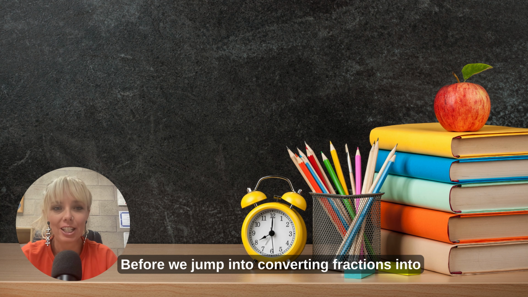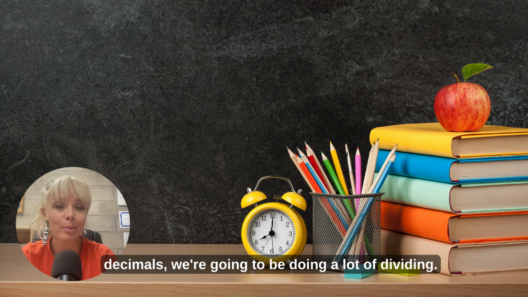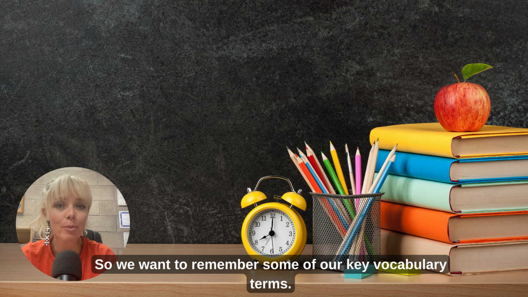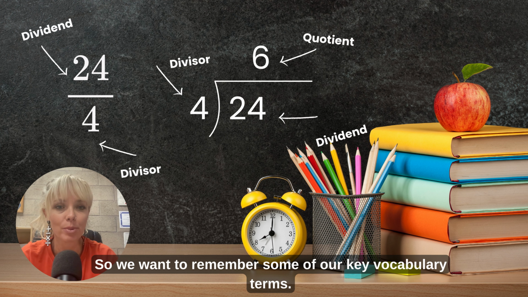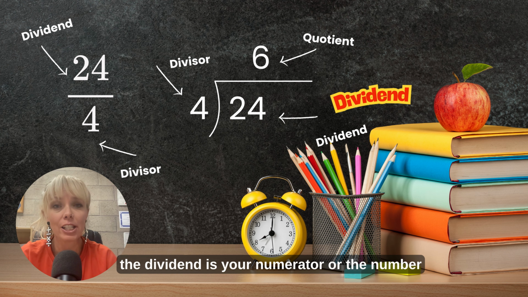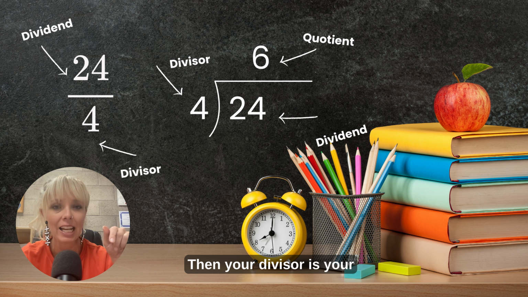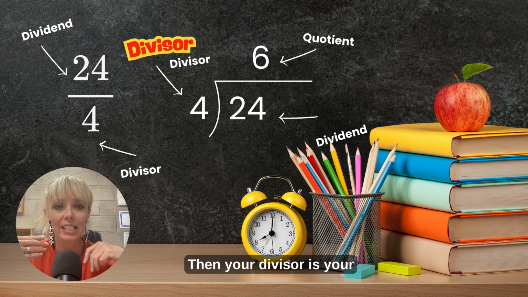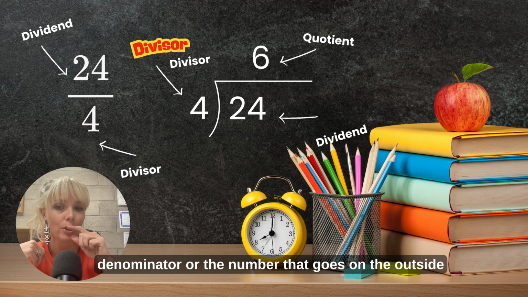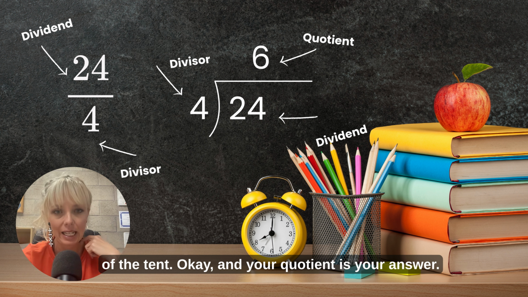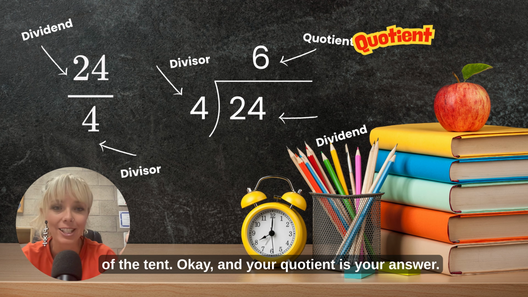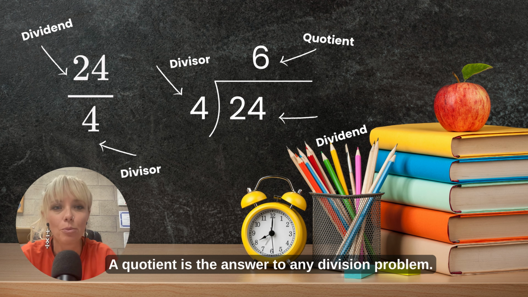Before we jump into converting fractions into decimals, we're going to be doing a lot of dividing. So we want to remember some of our key vocabulary terms. First, the dividend is your numerator, or the number that goes on the inside of the division tent. Then your divisor is your denominator, or the number that goes on the outside of the tent. And your quotient is your answer. A quotient is the answer to any division problem.